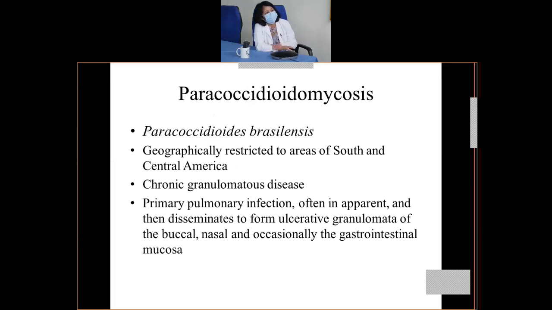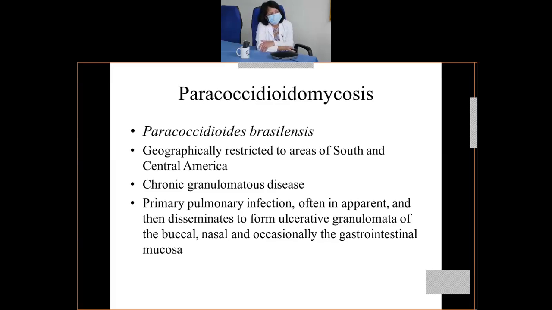So next we come to this third species, that is Paracoccidioidomycosis, and the principal species here is P. brasiliensis. These are geographically restricted to areas of South and Central America, and they cause chronic granulomatous disease. So here the primary is a pulmonary infection, again through inhalation. It is often inapparent, means asymptomatic, but it may disseminate to form granulomas, okay, ulcerative granulomas of the buccal, nasal, and occasionally the gastrointestinal mucosa.